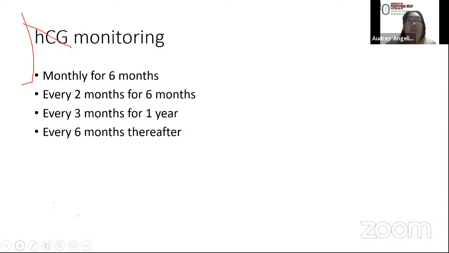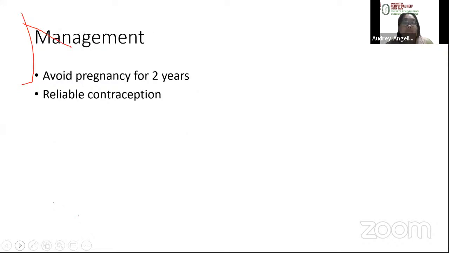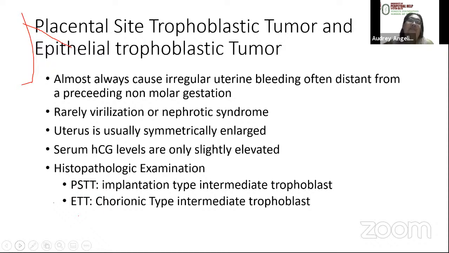Your hCG monitoring for your GTN would be more often. So monthly for 6 months, every 2 months for 6 months, every 3 months for 1 year, and every 6 months thereafter. So if for a mole you avoid pregnancy for 6 months, for GTN you avoid pregnancy for 2 years, and you must use reliable contraception. So important in this slide, your PSTT would be your implantation type intermediate trophoblast, and your ETT would be your chorionic type intermediate trophoblast.